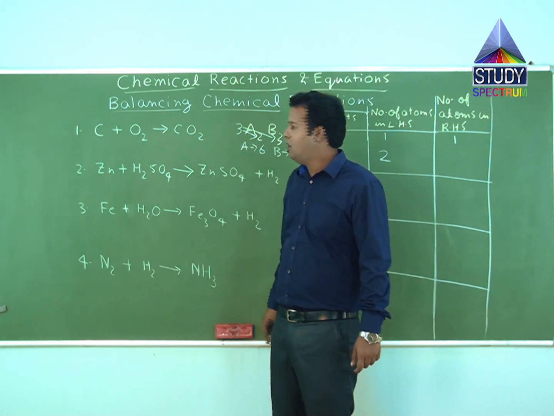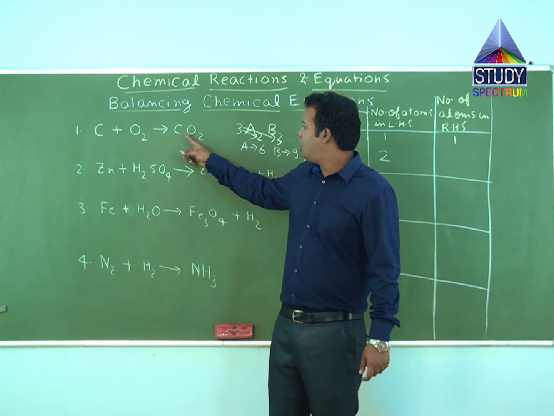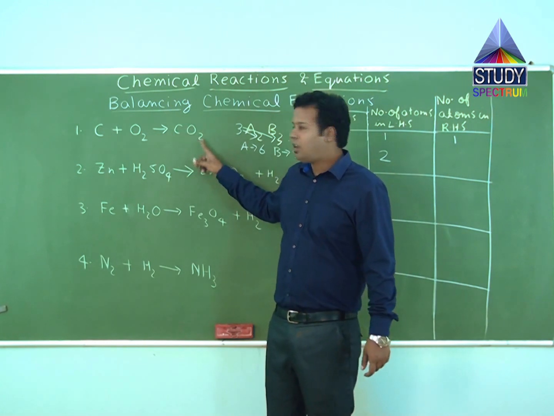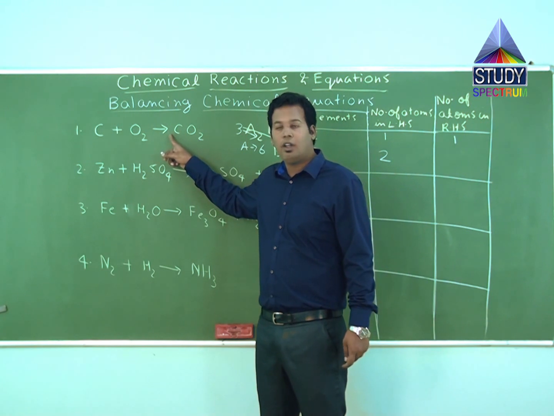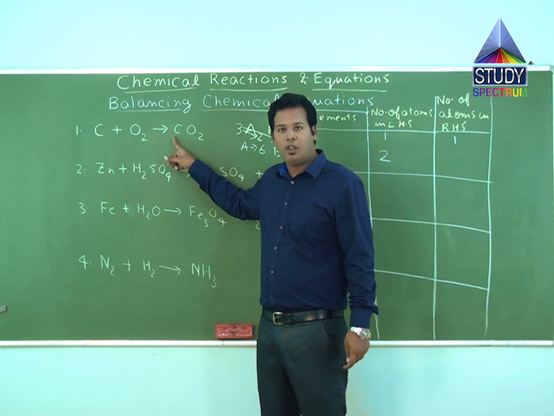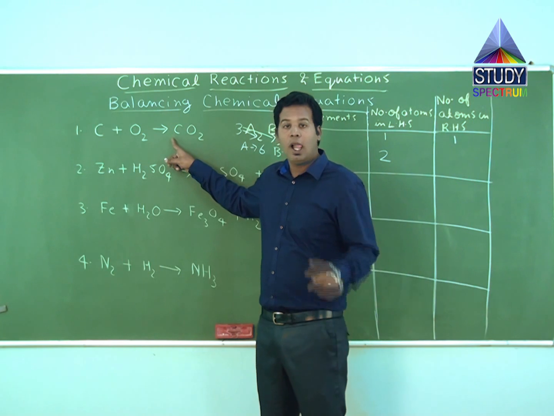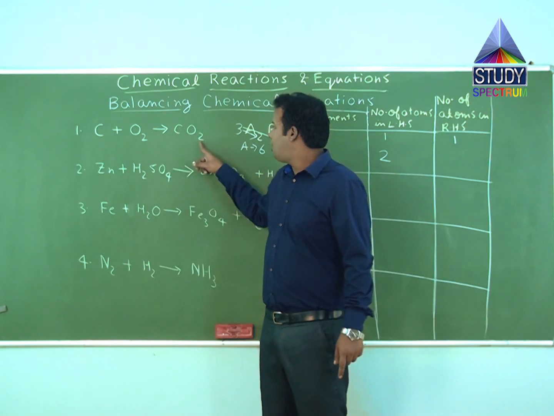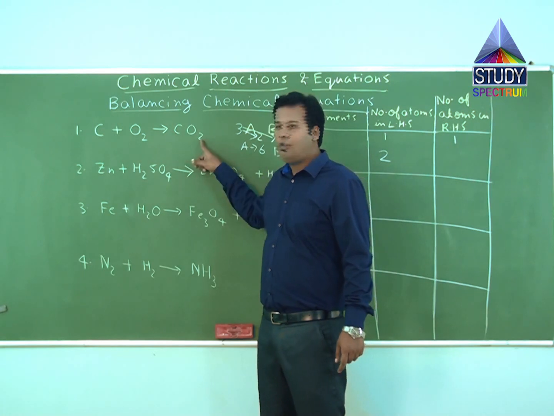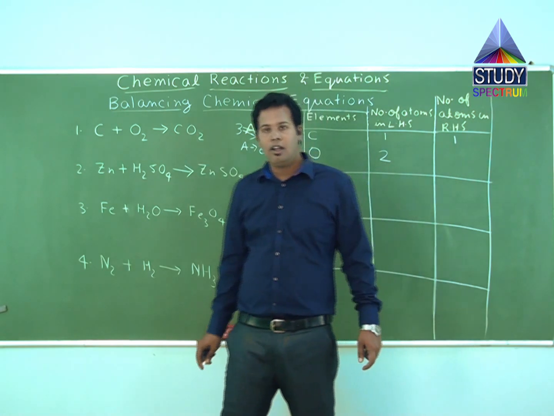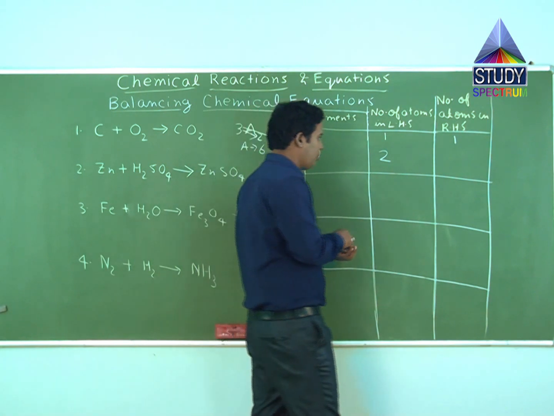Whereas if you talk about oxygen on the right hand side, the compound is CO2. Nothing has been written as the coefficient of CO2, it means the coefficient of CO2 is 1. And the suffix of O in this compound is 2, it means 1 into 2 will give the number of oxygen atoms in this compound, that is 2.